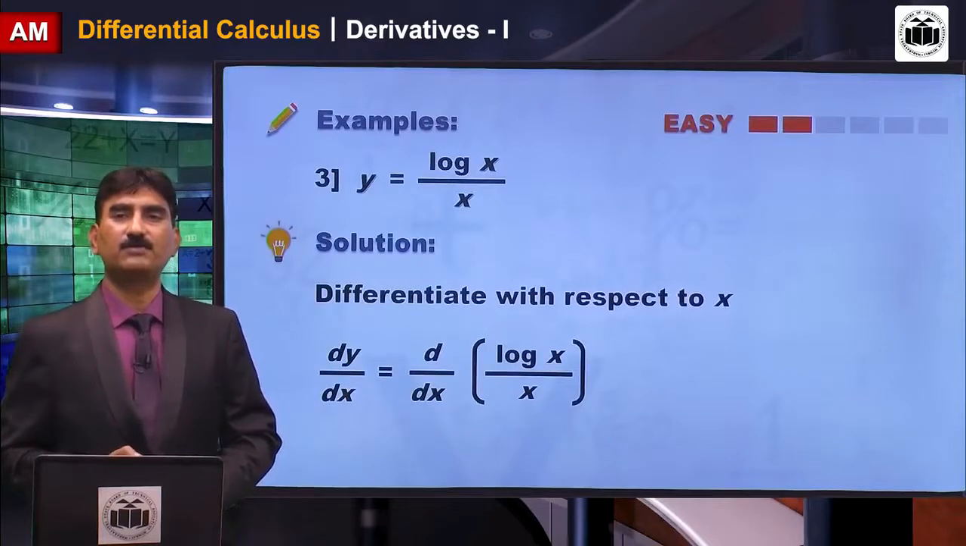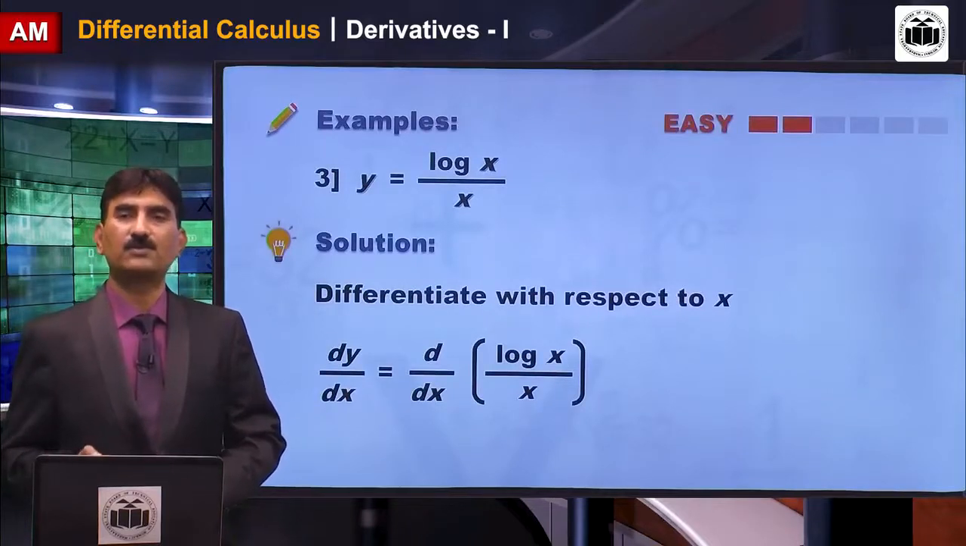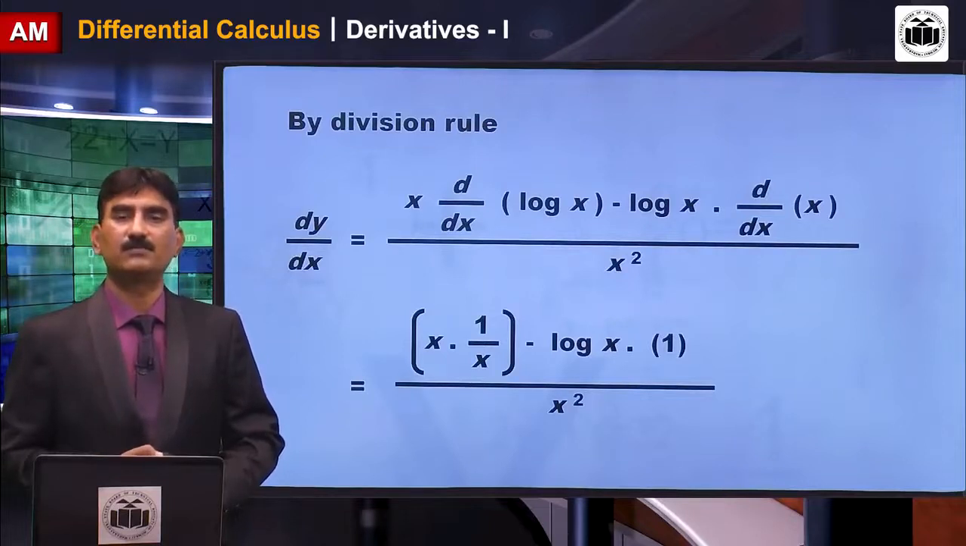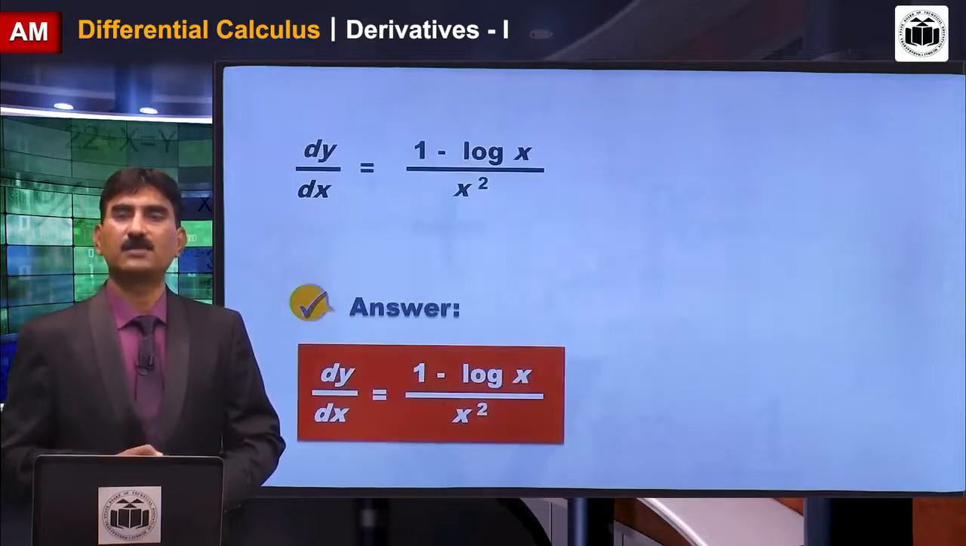In the third example, we have to apply the division rule. So what is the division rule? See here. Then the derivative of log x is 1 upon x, cancel out x, and this is the final answer.